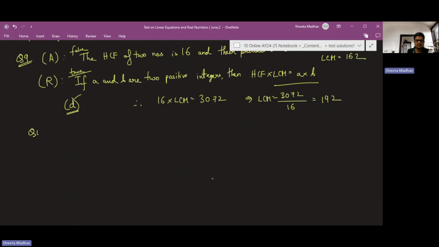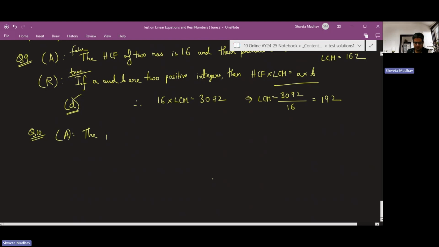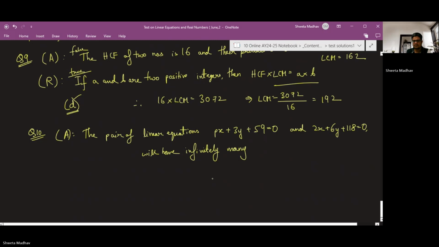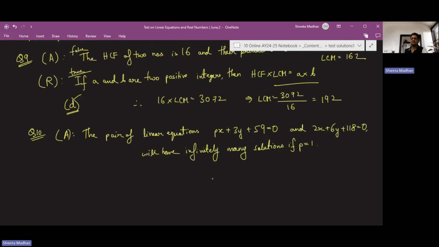Then in question number 10, the assertion is given as: the pair of linear equations Px plus 3y plus 59 equal to 0 and 2x plus 6y plus 118 equal to 0 will have infinitely many solutions if p is equal to 1.